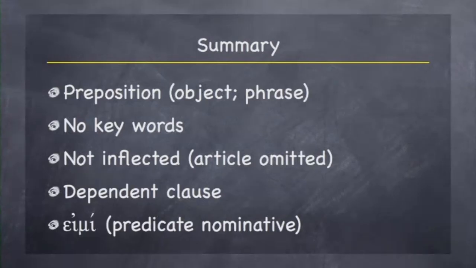Prepositional phrases and hoti and hina clauses are all dependent constructions. They will not contain the main verb in the sentence. And we learned ame. We reviewed issues of person. We talked about agreement. And you need to go ahead and just memorize those six forms. And then realize that when you see them, they are going to be followed by a predicate nominative, not by an accusative.